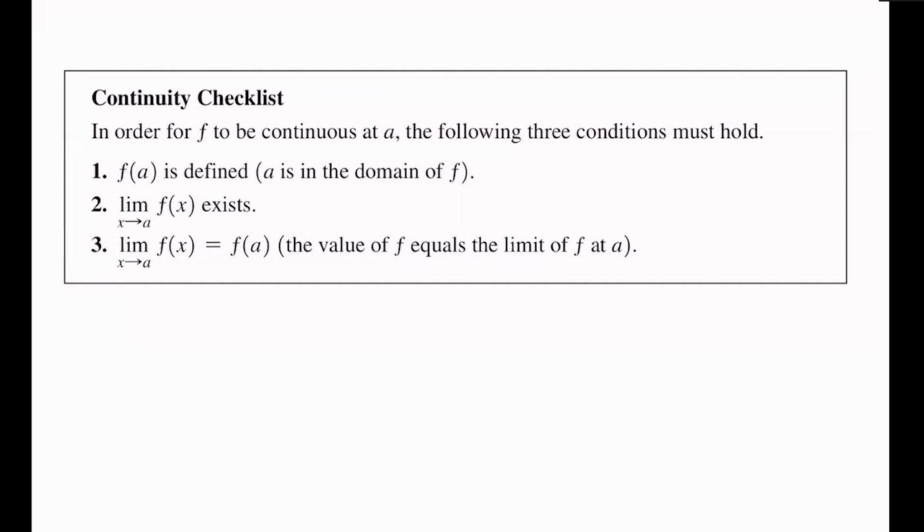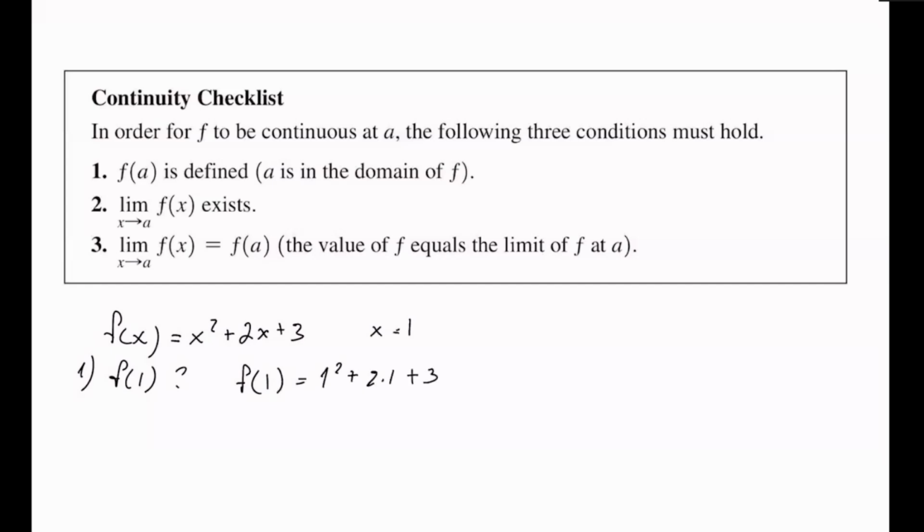Let's look at an example to see how it works in practice. Consider the function f of x equals x squared plus 2x plus 3 at x equals 1. Is this function continuous at x equals 1? Let's check our three conditions. First, is f of 1 defined? Yes, we can plug in x equals 1, and we get f of 1 equals 1 squared plus 2 times 1 plus 3 equals 6.